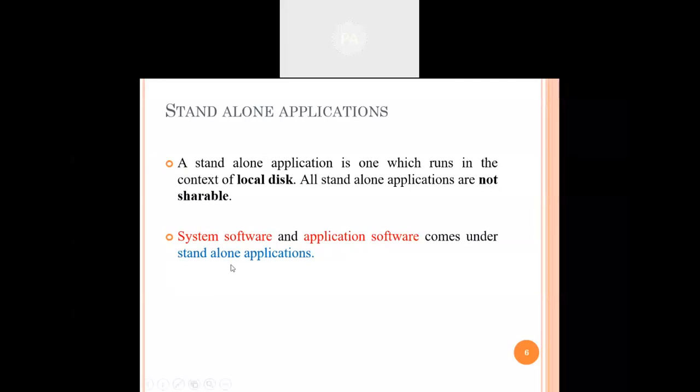So we have three categories of software: system software, application software, and internet software. System software means operating system related software, and application software is nothing but standalone application. Make a note of that. The application which will be executed on a single PC whose result is not shareable, that application is called a standalone application. That's it.